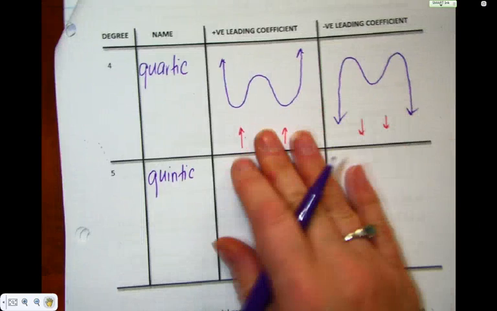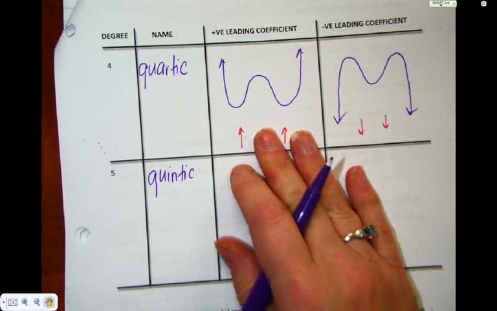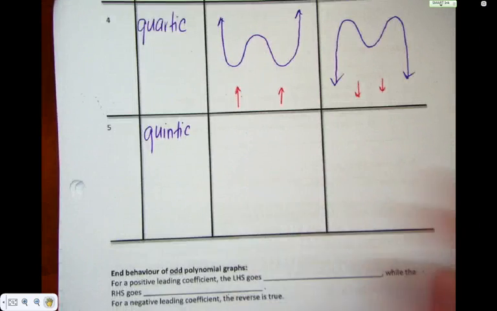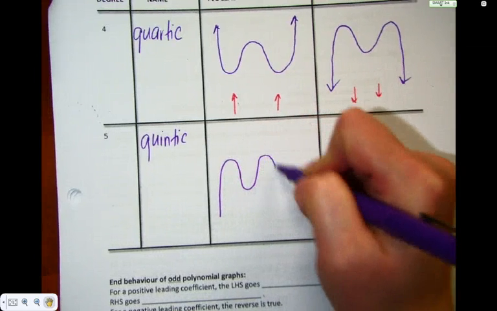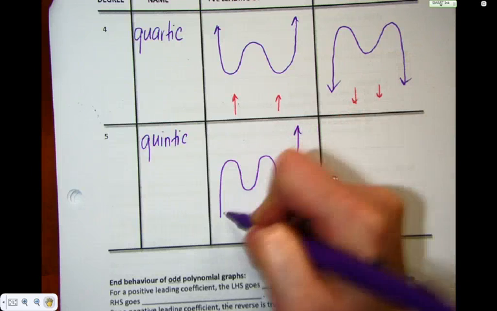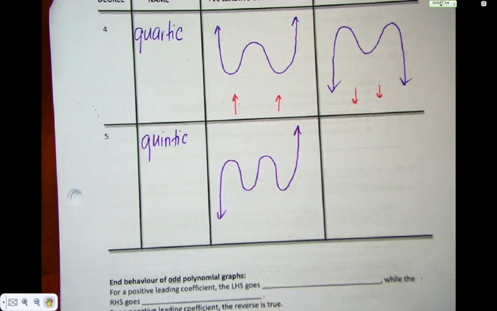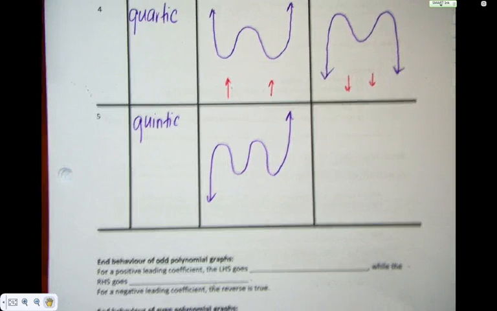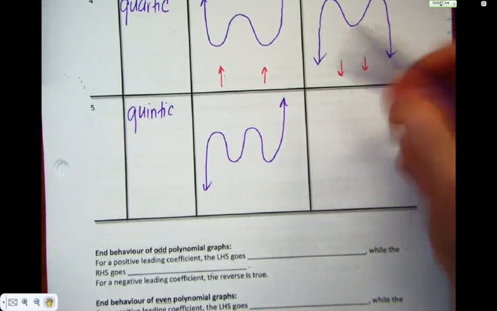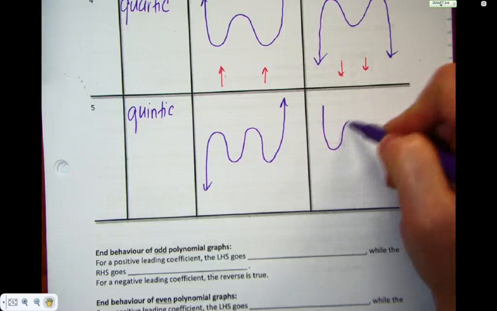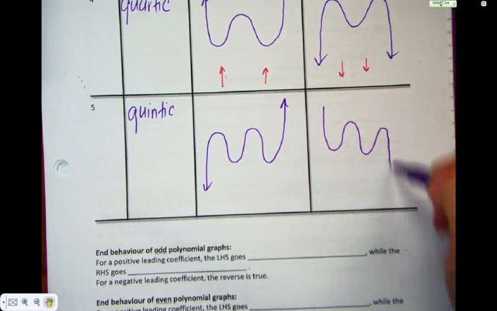Take a look at our quartic. 3 max mins. What do you think is going to happen here? So this starts from the bottom. Max, min, and up. There's a quintic. If I were to throw a negative, just a vertical reflection, so it's going to go the other way, come from the top, min, max, and down.